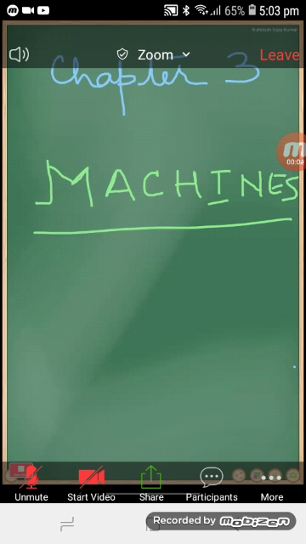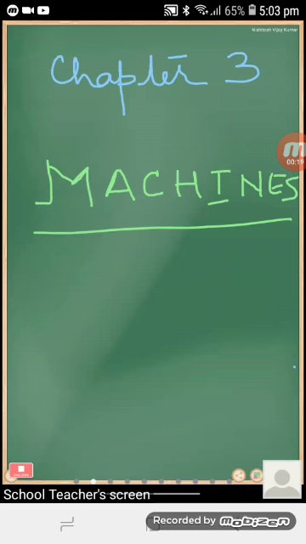Let's start with machine. Whenever we say machine, to our concept, it comes to be a very combination of the different type of instruments. And maybe a very complicated one. Say the engine of a car, or even your train engine. Or you have the machineries in the factories and other places. So the first image which comes to our mind is of a very complicated one. But actually, machine is not a very complicated machine.